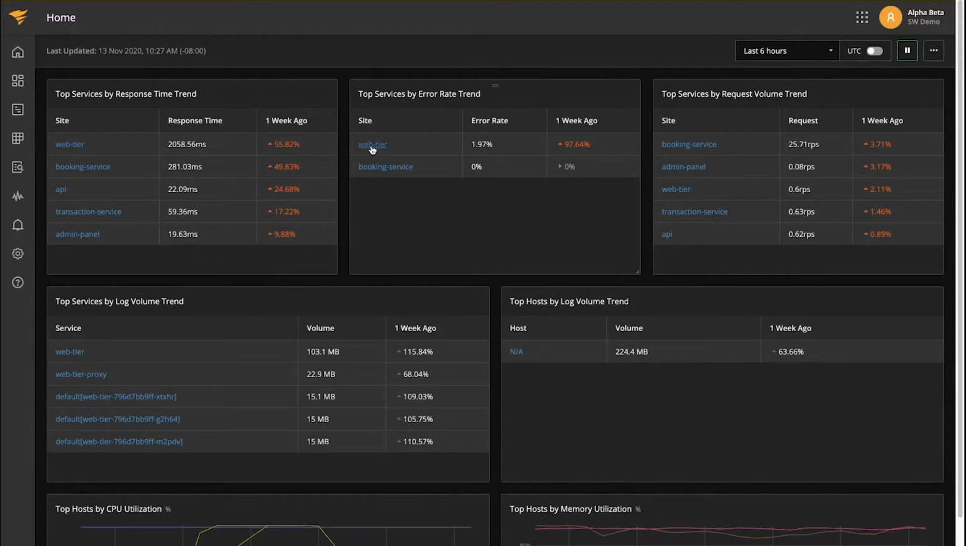We can also take a look at our services by error rate. The error rate for the web tier is 97% higher than it was a week ago, basically twice as many errors as before. And you can also look at request volume. There's something different there. Are we running some sort of sale on an e-commerce site? Suddenly our traffic is exploding.